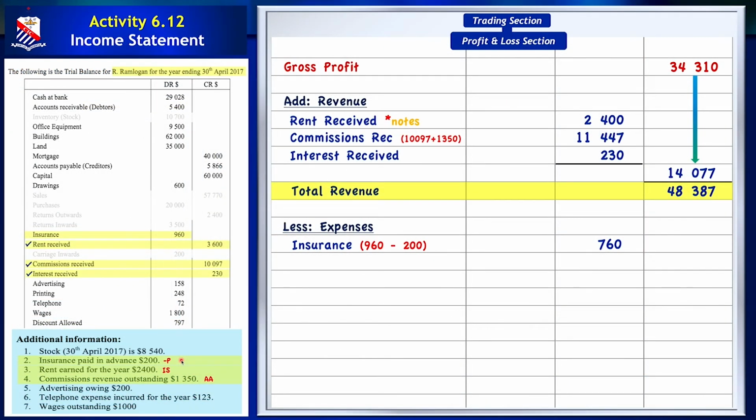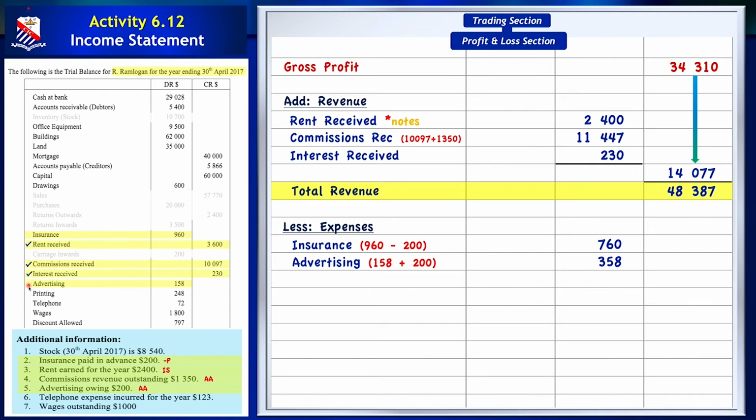You check for your next expense, which would be advertising. You look down in the notes and you would see that you have advertising owing $200. Owing is an accrual. So if you have an accrual, you add accruals. So you will go into your income statement, put advertising, and is $158 from your trial balance. Add the accrual of $200, and the answer you get $358.